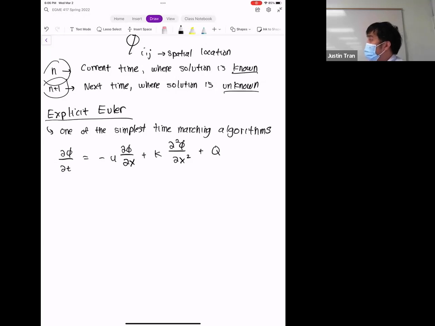All right, so this is the equation that we're starting with, and you know the drill at this point. Whenever we see a differential equation like this, we want to discretize it. By discretizing, I'm going to replace all the derivatives here with a finite difference approximation.